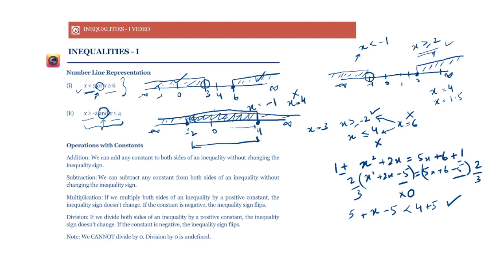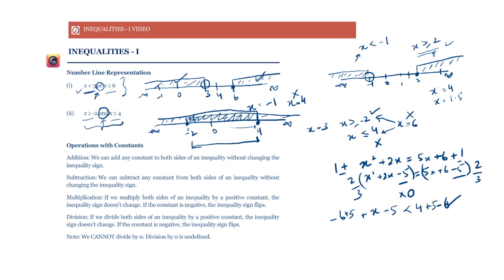Can I subtract a number from both the sides? Yes, I can. Let's say I subtract both the sides by -6, right? And I put -6 over here. Again, no problem. We've subtracted 6 from both the sides. It works. Now, what about multiplication?